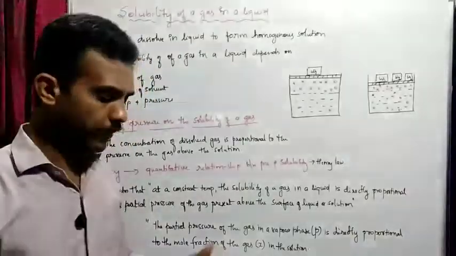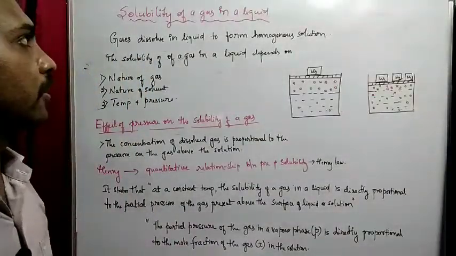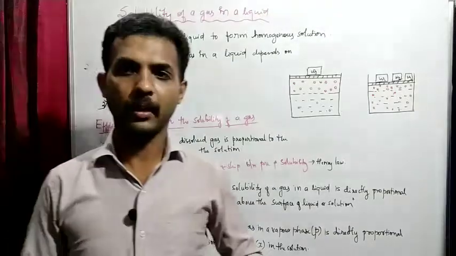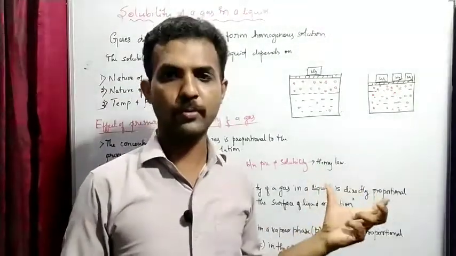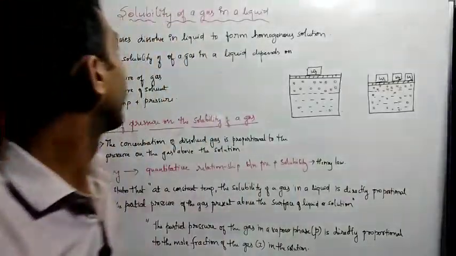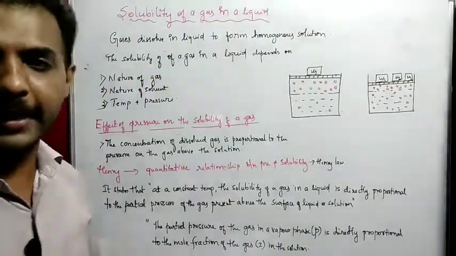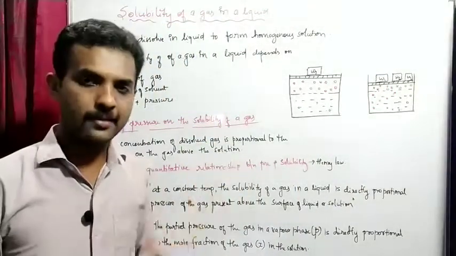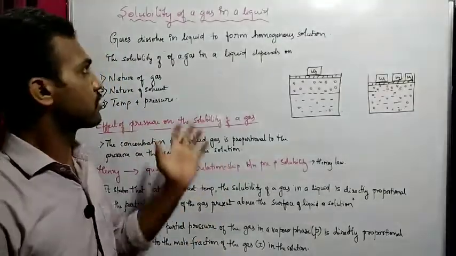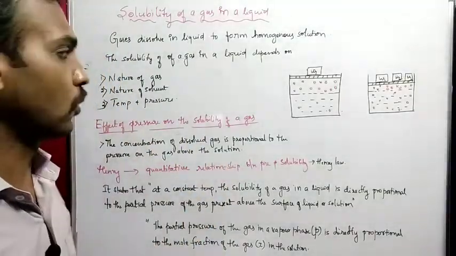Okay, so next we will go for the solubility of gas in a liquid. Already we have learnt what is the solubility of solid in liquid, right? So we are getting the solution, the effect of like dissolves like, already we have discussed. Now we are moving forward, solubility of a gas in liquid. So how that gas is dissolved in a particular liquid. Okay, so gases dissolve in liquid to form a homogeneous solution, right?